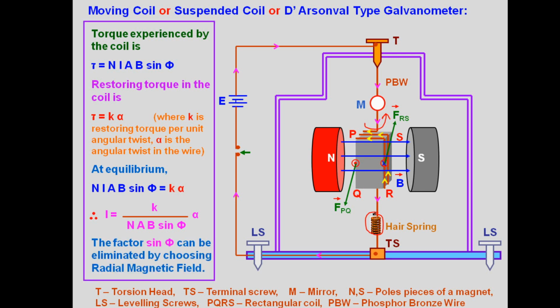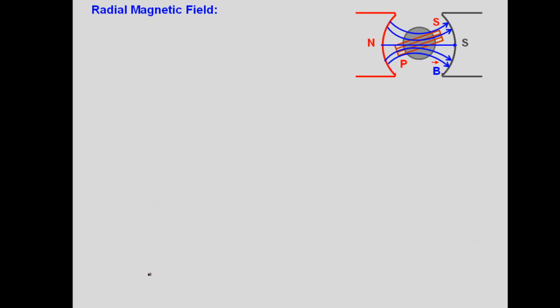The factor sin phi can be eliminated by choosing a radial magnetic field. Here the term radial magnetic field means a magnetic field which makes phi 90 degrees, so sin phi will be 1. This will have a tendency to produce maximum torque. So in making the moving coil galvanometer, we always use a radial magnetic field. So how a radial magnetic field is produced, let's see.